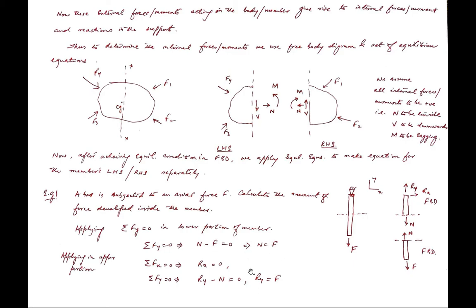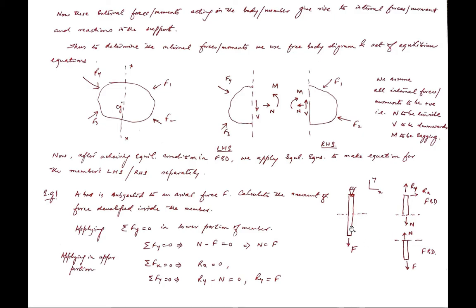So the amount of internal force acting inside the body is equal to F, and the nature of the force is tension. You can see over here this is coming as a positive value. If it is coming as a negative value, it would mean that our assumption was wrong, and the internal force would be of compressive nature.